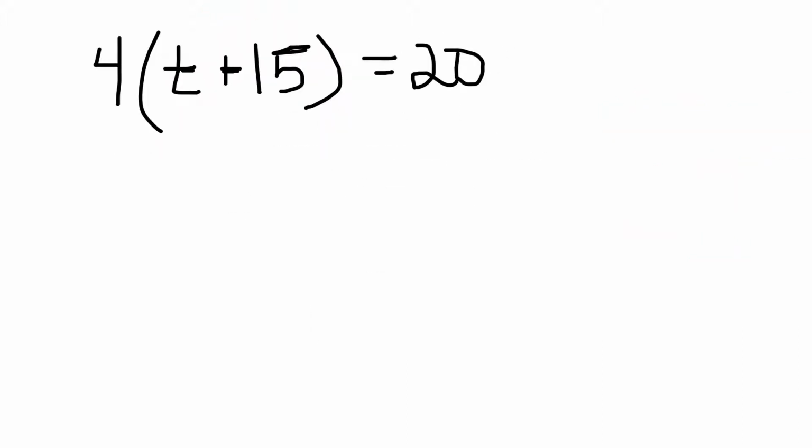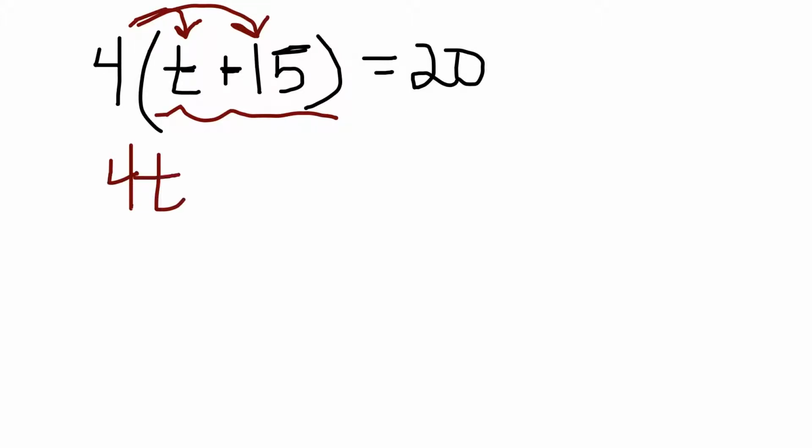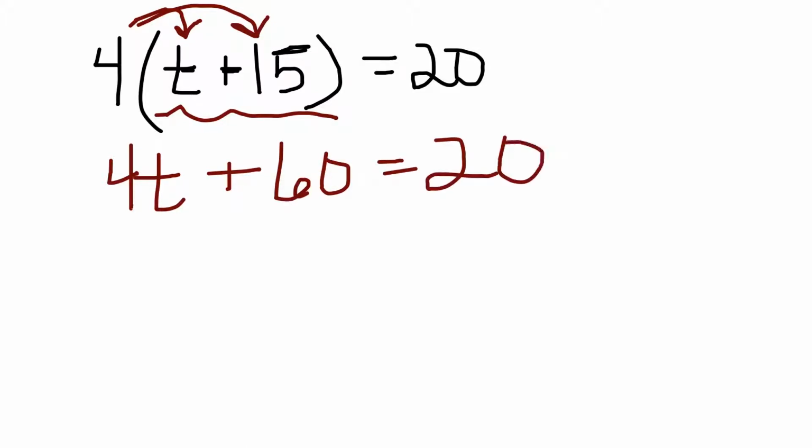Now let's take this one. Now notice that there's nothing I can combine in here. My next step is going to be to distribute. So I'm going to take 4 times t to get 4t, plus 4 times 15 to get 60 equals 20. And then I proceed just like I did before.